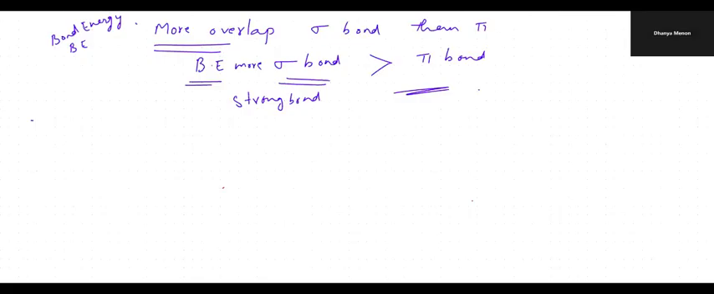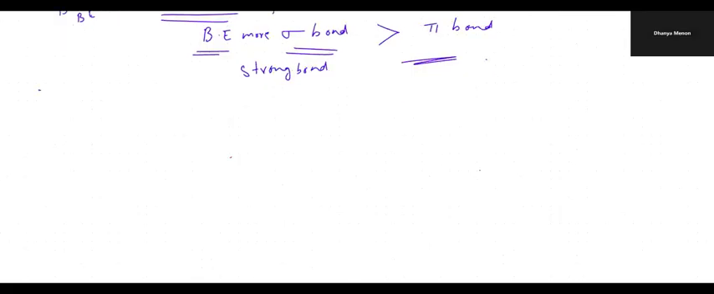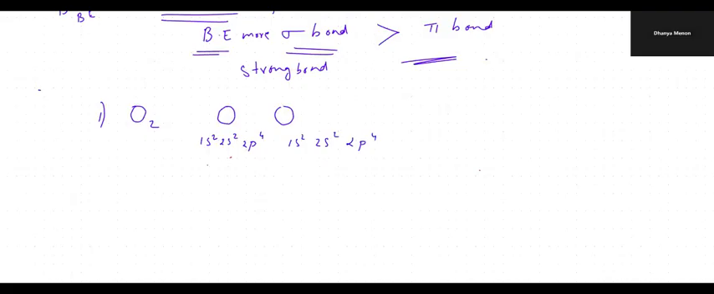Now let's consider an example of oxygen, O2. Oxygen, oxygen: 1s2, 2s2, 2p4. So here I'm just drawing the 2p orbitals. 1, 2, 3, 4. This is the 2p orbital. This is also 2p. 1, 2, 3, 4.